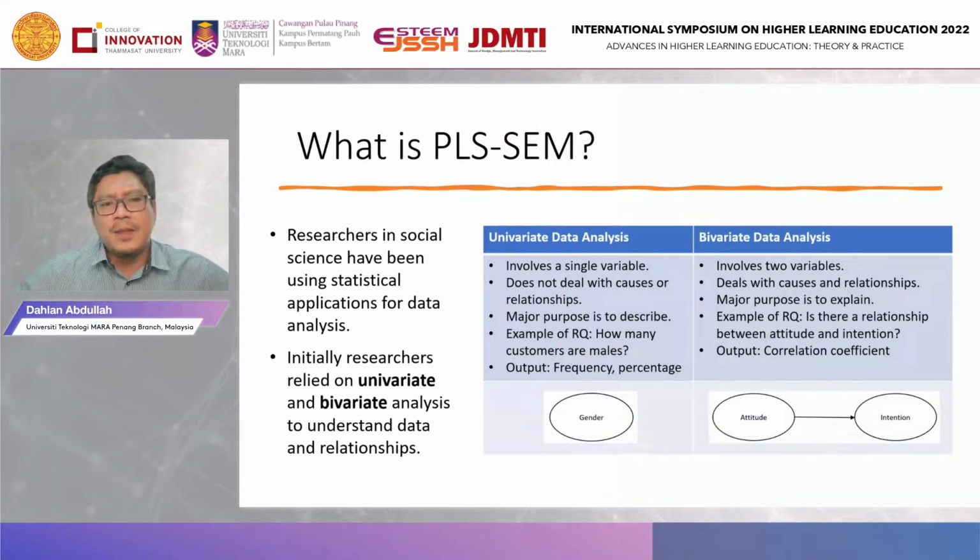For bivariate data analysis, we can go for more advanced analysis by looking at the relationship, for example, the influence or effect from one variable to another variable. The limitation is that only one variable influences another, meaning just two variables are involved. So we can use bivariate data analysis. If you want to learn more about univariate and bivariate, you can look into the video link I put here.